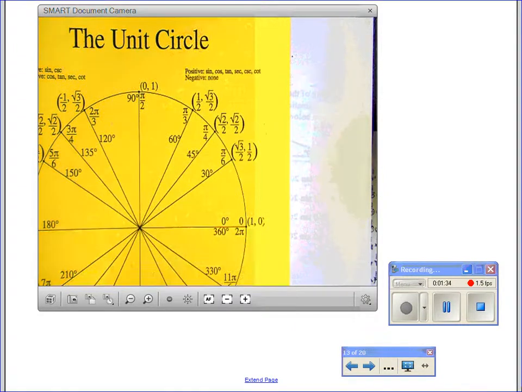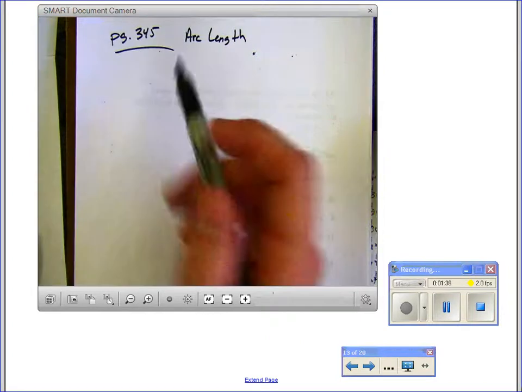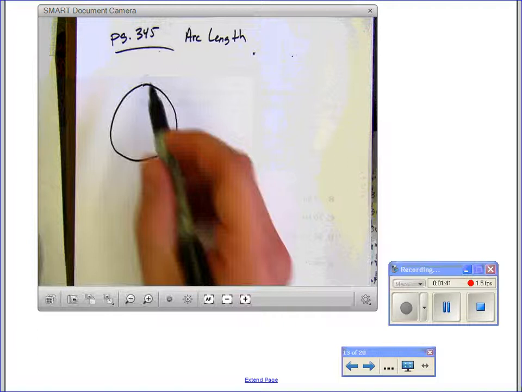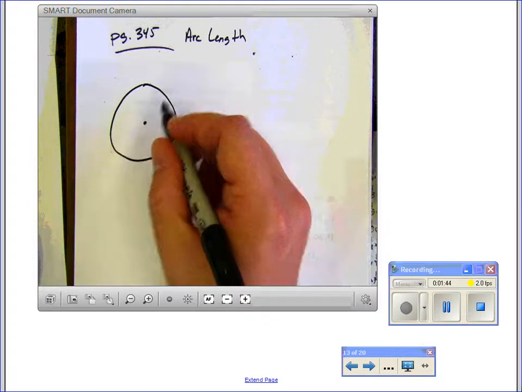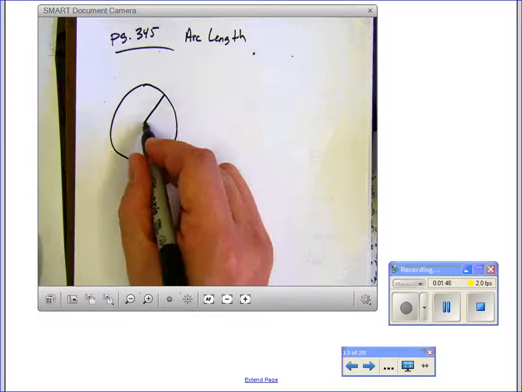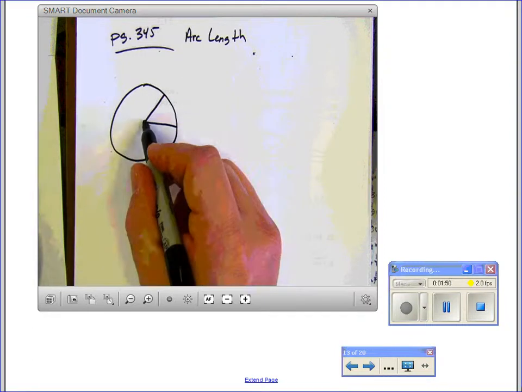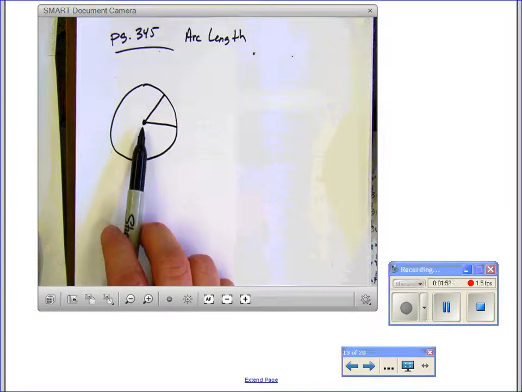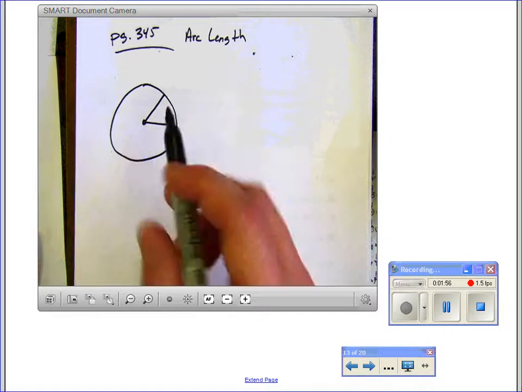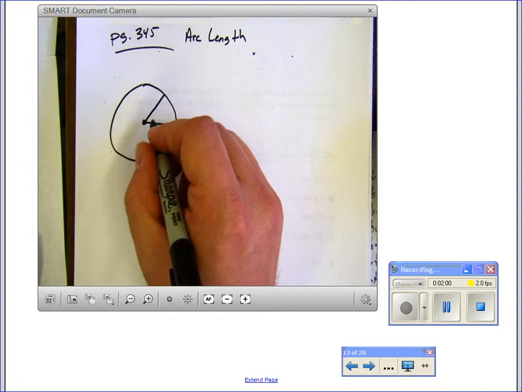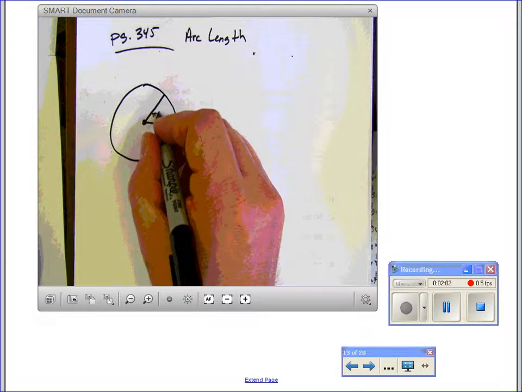So let me show you what we're really finding here with arc length with an example. Let me draw a circle and we'll throw an old geometry term at you. This is when you have an angle and the vertex is at the center of the circle. That's called a central angle. Okay, so we're going to say this central angle is pi over 4.